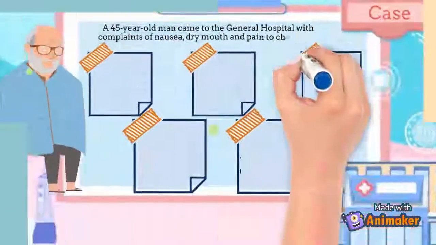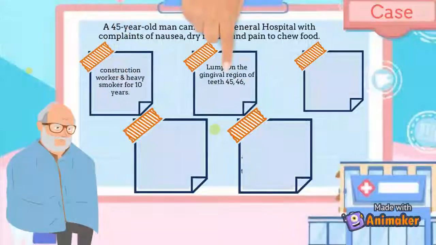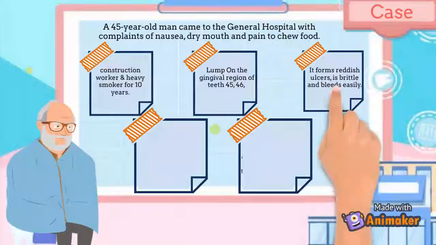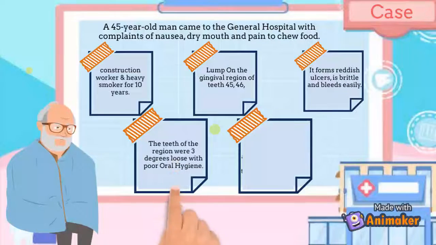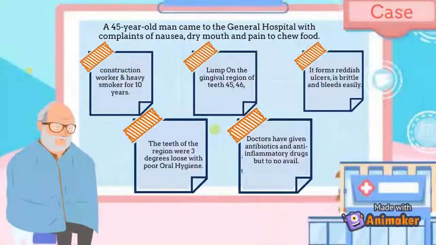An old man came to the general hospital with complaints of nausea, dry mouth, and pain when chewing food. The patient works as a construction worker and has been a heavy smoker for 10 years. In the gingival region of teeth 45-46, there is a reddish ulcer that is brittle and bleeds easily.